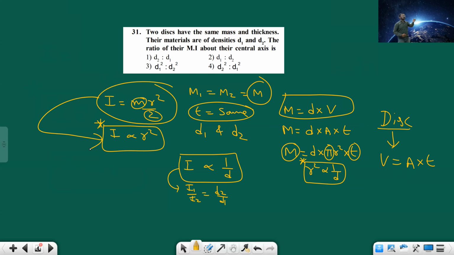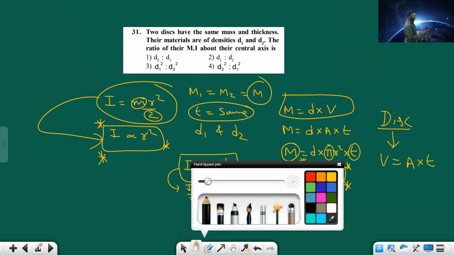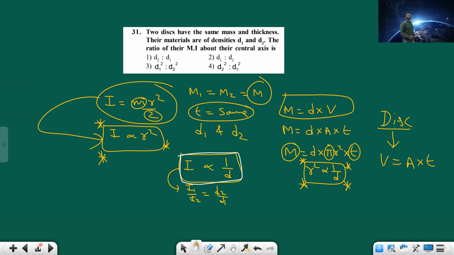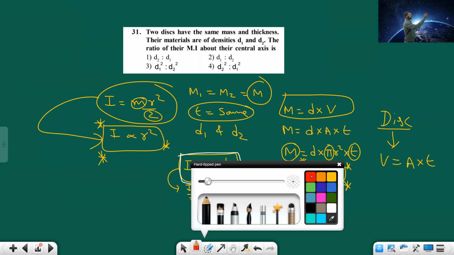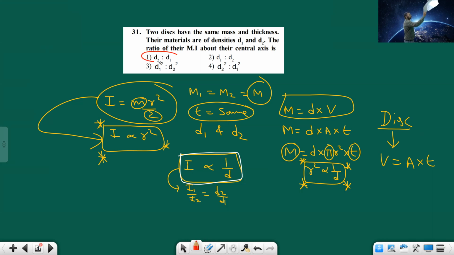As mass is constant, I can write I is proportional to r square. So I is proportional to r square and r square is proportional to 1 by d. From these two, what I have noted here is I is inversely proportional to d. D is density. So finally, what I achieved is this inverse relation, I1 by I2 is D2 by D1. This is how we have to connect the densities, moment of inertia and radius. This is for disk. Fine, something you heard about disk now.